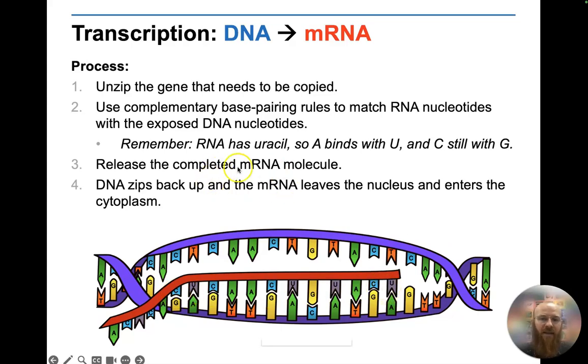After we make all of the RNA strand, if we've copied all of that specific gene, we can then release that completed mRNA, that mobile messenger RNA. And then after that's released, and we've done our job, we've made the copy, then we can zip back up this gene, this part of the DNA, and the messenger RNA can then leave the nucleus to go into the cytoplasm and deliver the message.